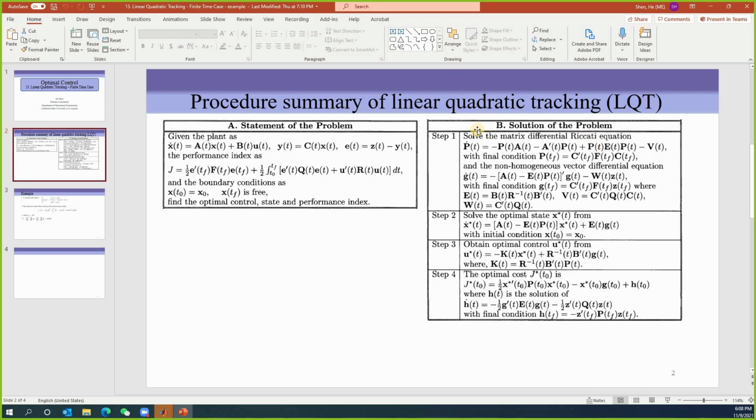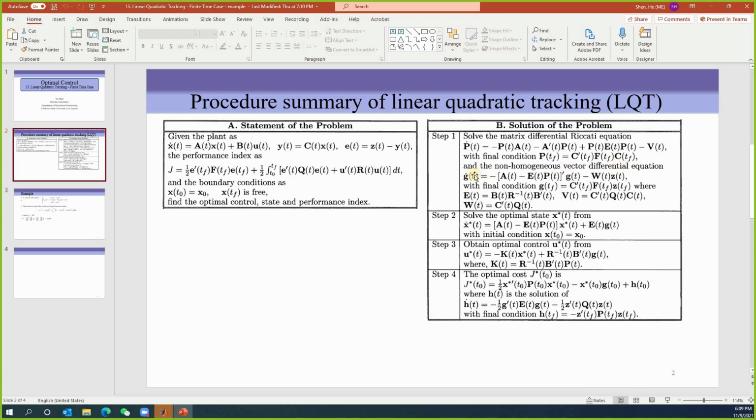And to put the conclusion that we got into a procedure to find the optimal control, the first step is to solve this matrix differential Riccati equation. It's in this form. It's different from the Riccati equation for the linear quadratic regulator problem, because here we have a C matrix and the output is different, and also the error is defined as z minus y. So we solve this differential equation, and that will give us P, which is a matrix. One boundary condition is at tf: P(tf) is equal to C transpose times F times C.